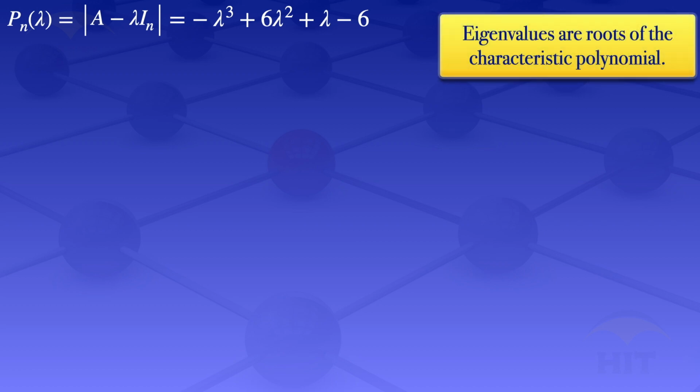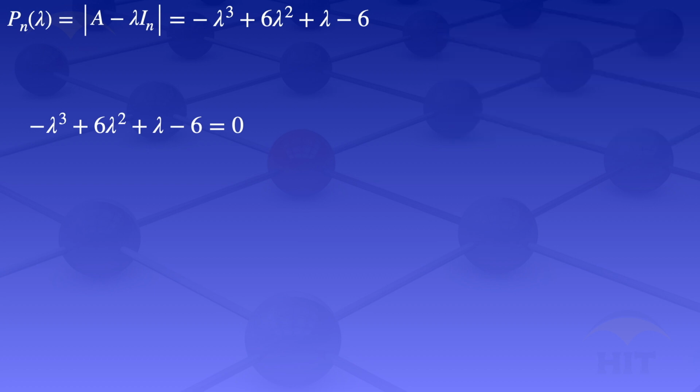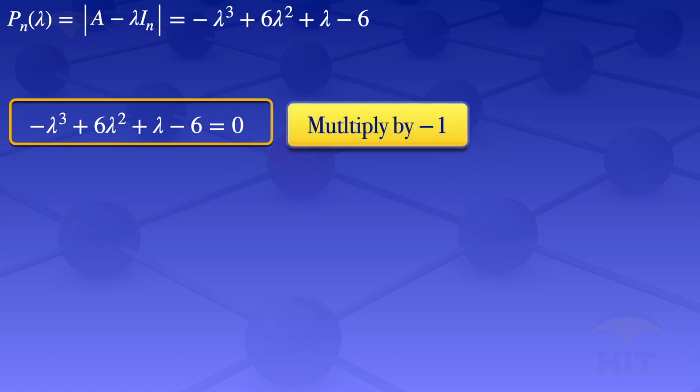Eigenvalues are roots of the characteristic polynomial. To get the eigenvalues, we set Pn of lambda equal to 0, then solve for lambda. So when we set Pn of lambda equal to 0, we would have minus lambda cubed plus 6 lambda squared plus lambda minus 6 equals 0. I usually find it convenient to have the leading term as a positive, so I will multiply that whole equation by minus 1. If I multiply by minus 1, the equation becomes lambda cubed minus 6 lambda squared minus lambda plus 6 equals 0.